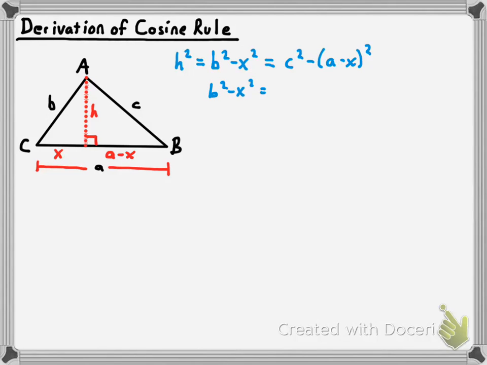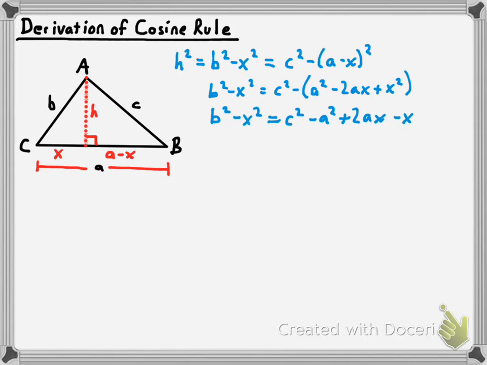But on the right side of this equation, I can go ahead and square that binomial. That will give me a squared minus 2ax plus x squared. And then I can go ahead and distribute that subtraction sign, right? So I'll still have b squared minus x squared. And that's going to equal c squared minus a squared plus 2ax minus x squared.